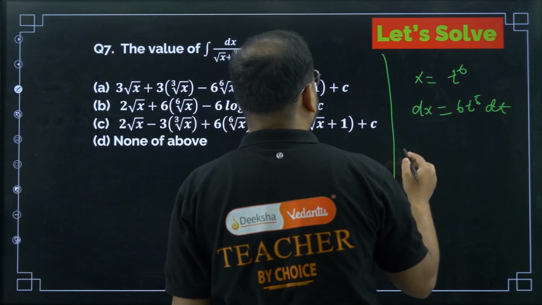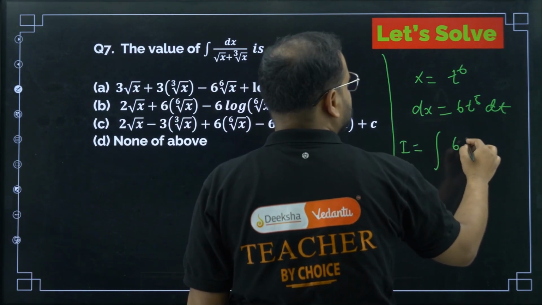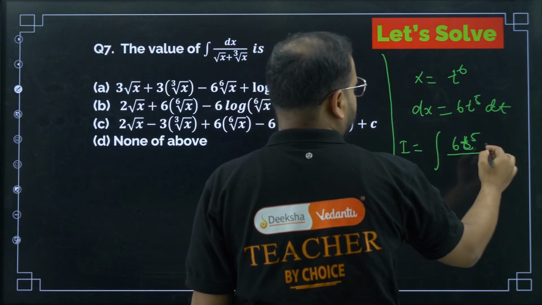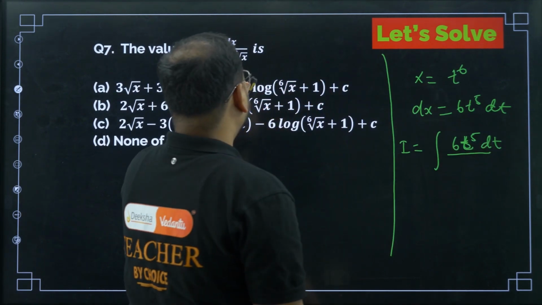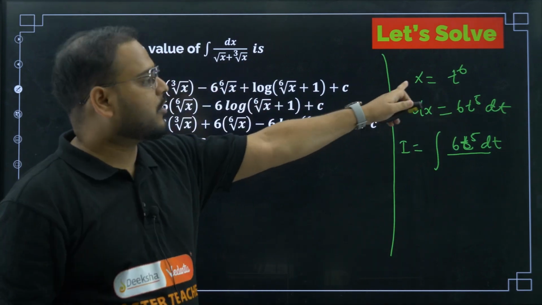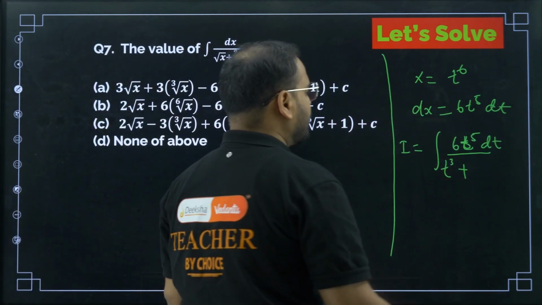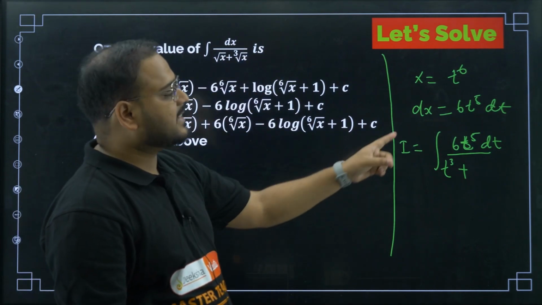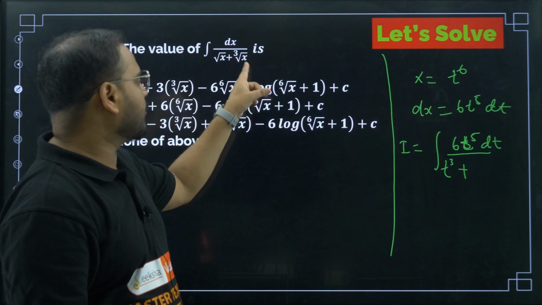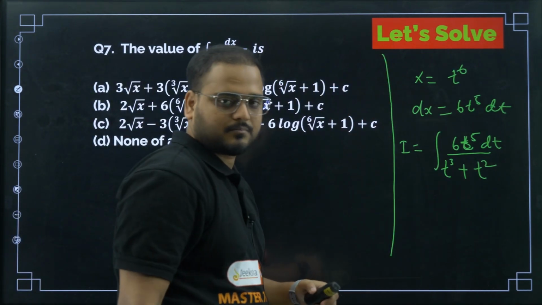It will become I equals 6t power 5 dt upon square root of t power 6 and cube root of t power 6. What will that be, bachcha? Square root of x means square root of t power 6 will be simply t power 3. Yes or no? Please check. I have taken x as t power 6. If you take square root of that, you will get t power 3. If you take cube root, what are you going to get? Simply t square. Yes or no?